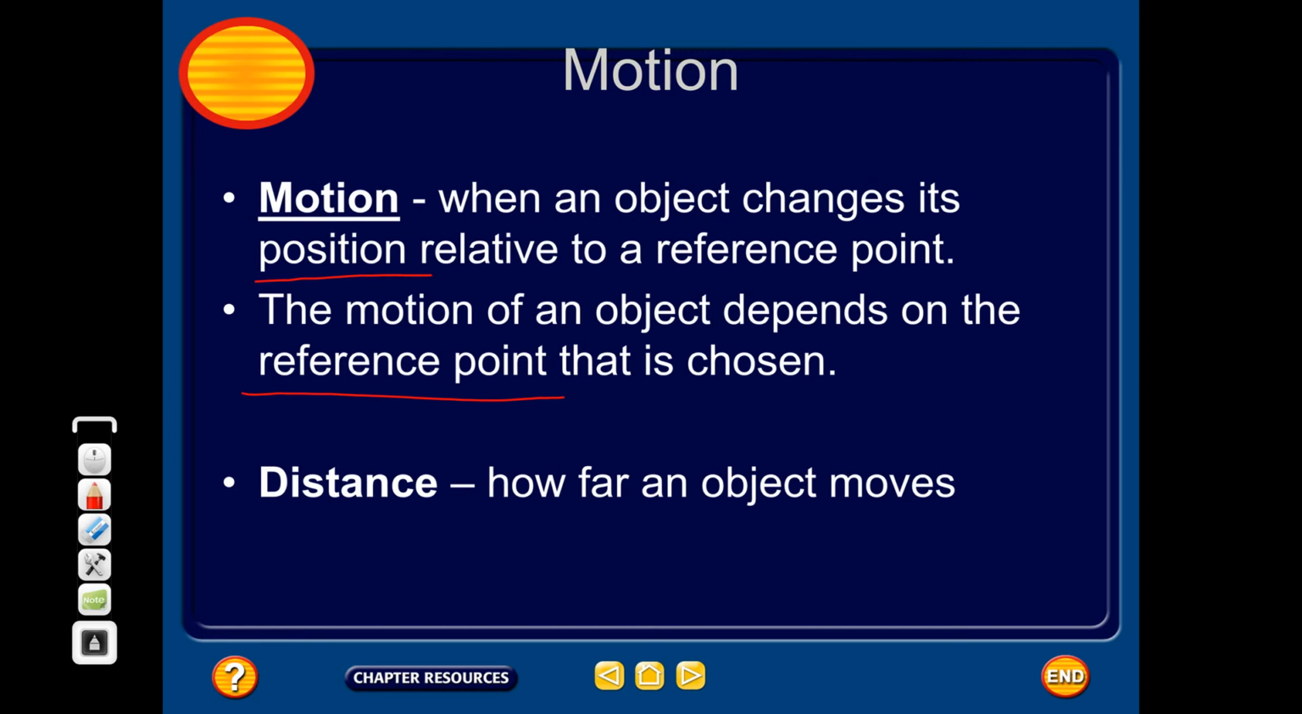So our first kind of measurement of motion is distance. And again, I feel like most people already know this. It's just simply how far you move. It is measured in meters in physical science, which has the symbol m, abbreviation m after the number. So how far an object moves.